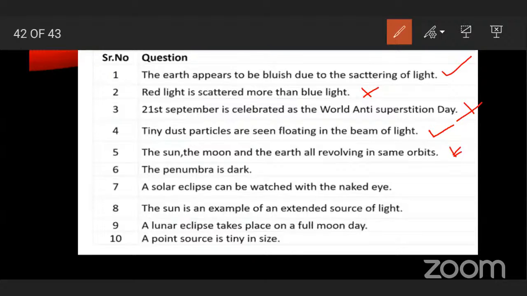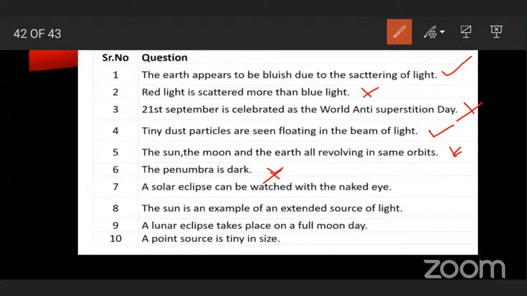Now next one. Sixth question. The penumbra is dark. No, umbra is dark. Very good. False. Penumbra is not dark, so this is a false sentence.